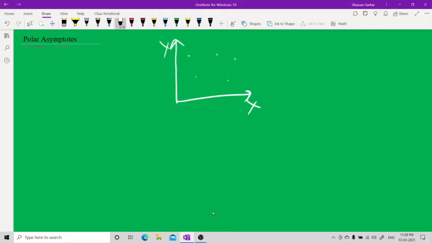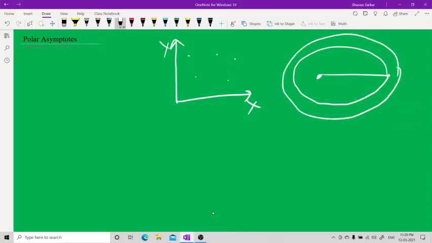Now, instead of this, suppose you move in this direction or in this direction, whatever it is. The r changes, and the theta also changes. Or you may have a shape like this.